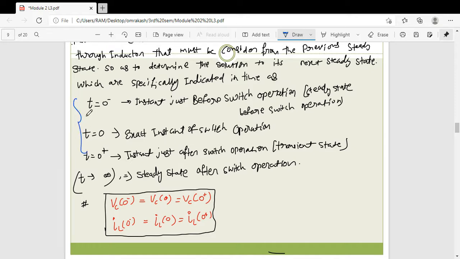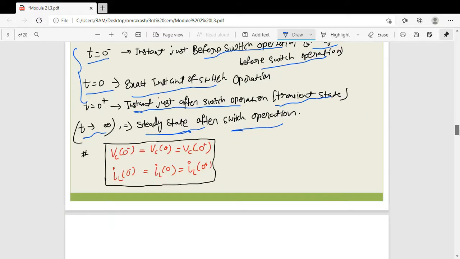Now see, there are three different instants of time at which you can do the operation of the switch. At t equals 0 minus, the instant before the switching operation, it is also called the steady state before switching operation. At t equals 0, the exact instant of switch operation, and t equals 0 plus, the instant just after the switching operation, it is also called a transient state. With the help of this, we generally analyze the transient state. At t equals infinity, we will analyze the steady state response of the system or any circuit.